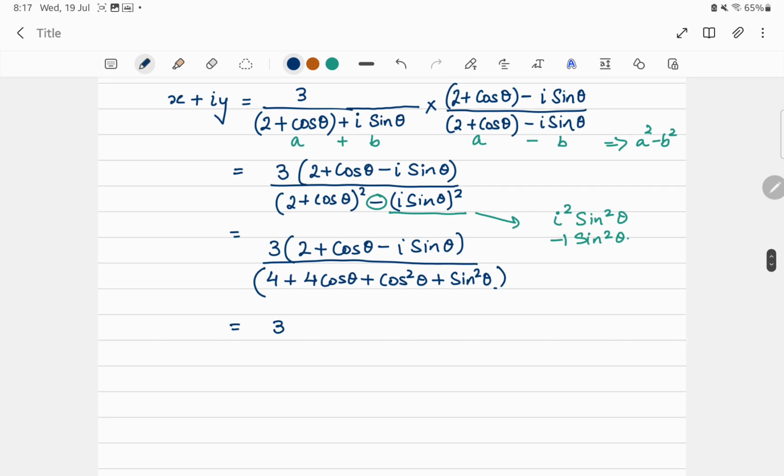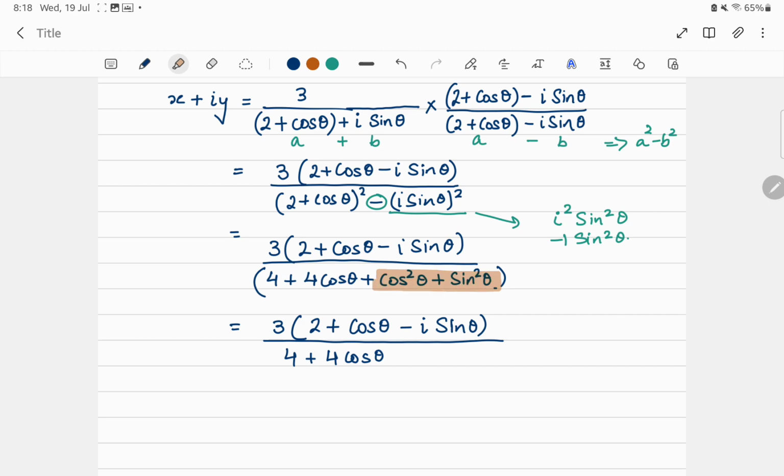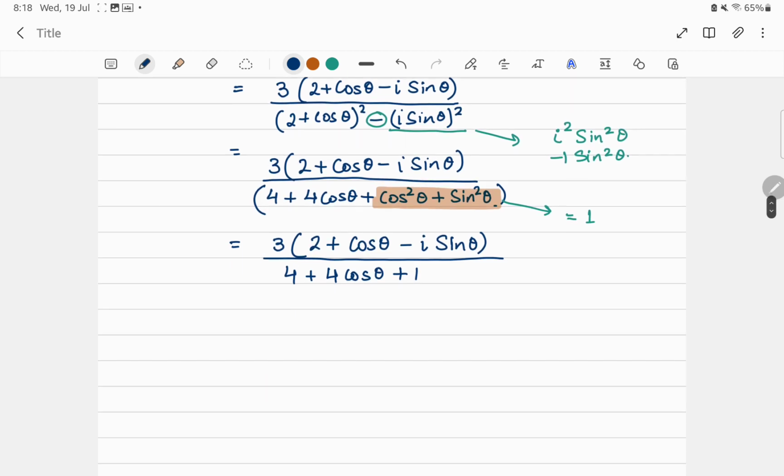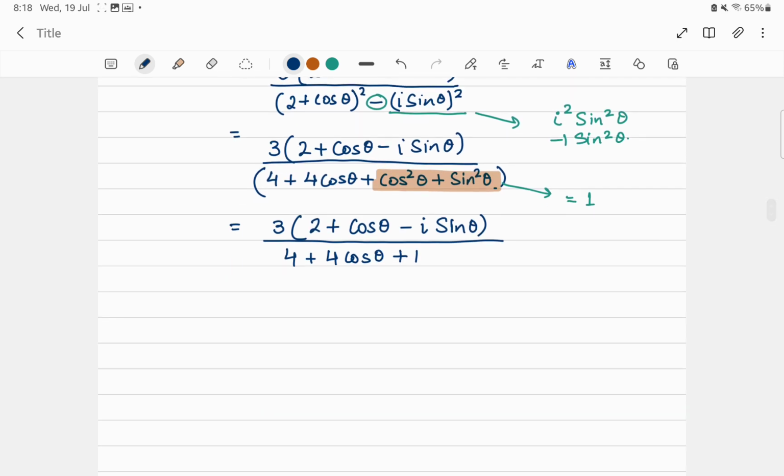Now let's go further. So we have 3(2 + cos θ − i sin θ) over 4 + 4 cos θ, and here cos² θ + sin² θ, this one is a trig identity, and we know that this is equal to 1, right? So we will now substitute that as 1, so that will leave us with plus 1. Okay, now let's go further. Let's see what else we can do.